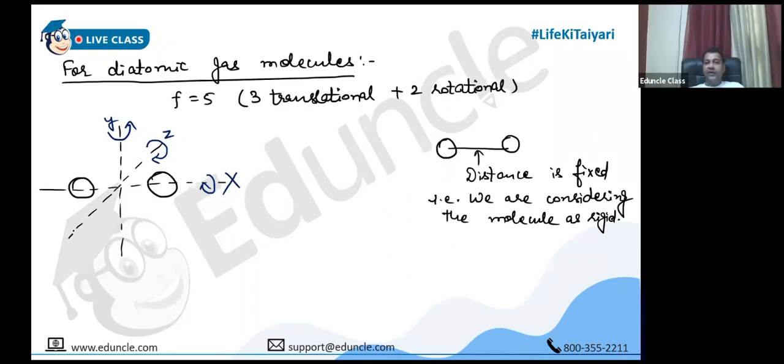Because the molecule is not capable of rotating around its own symmetry axis, the third axis, or the x-axis in our particular diagram. It is not capable of rotating around the x-axis, so this is not possible. Of course, 3 translational are there because it can move in the x direction, y direction, or z direction. So that's why it has 5 degrees of freedom.